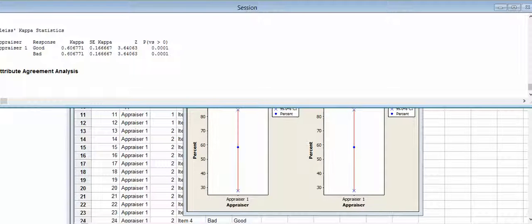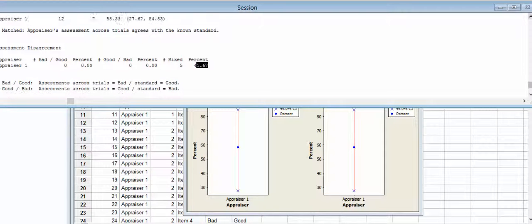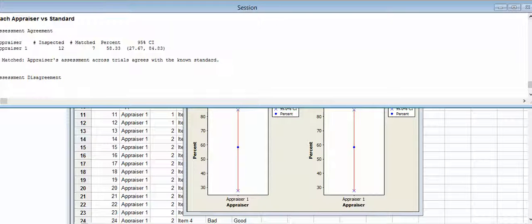And this is the session that we discussed here, the 41.67% error, or looking from the other angle, the 58% acceptance. So we match 7 out of 12, or we miss 5 out of 12.